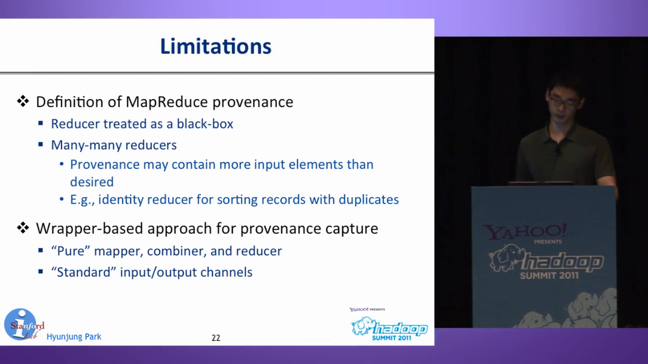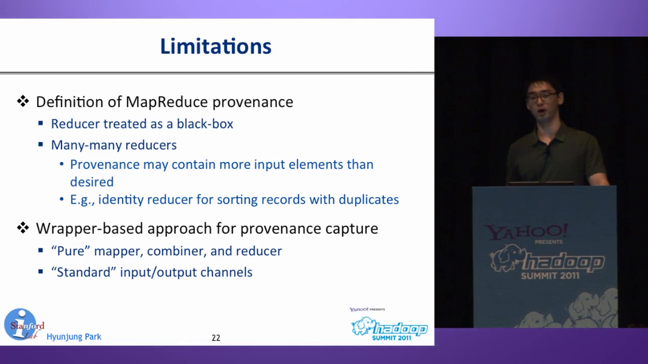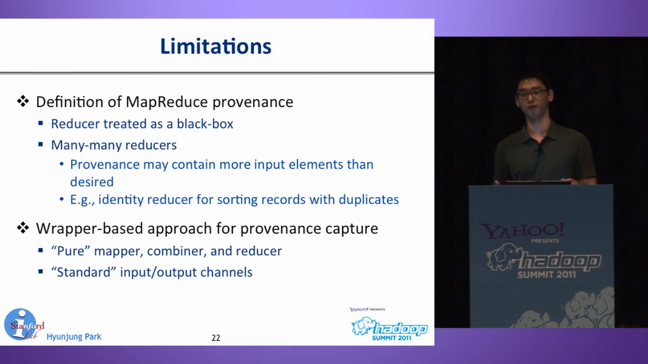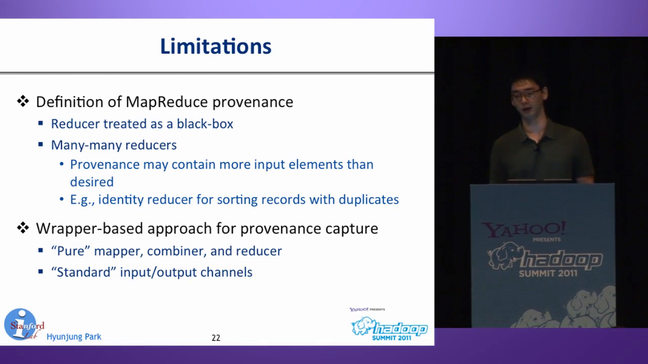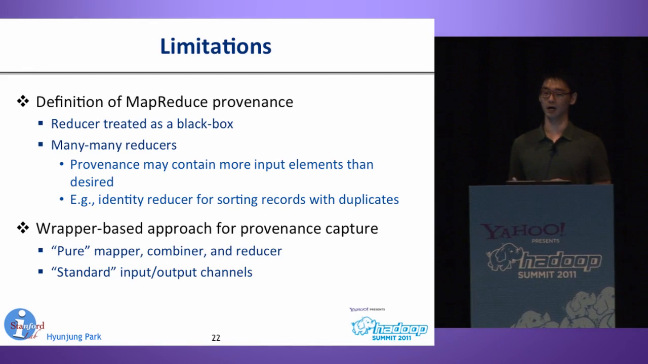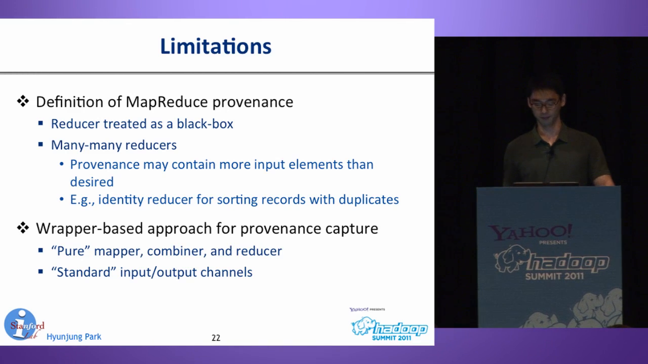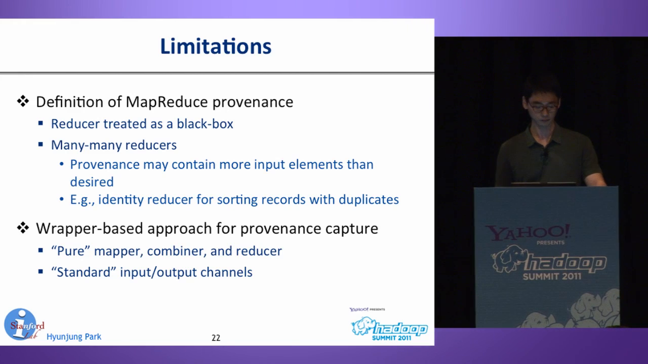Finally, because of a wrapper-based approach, if your MapReduce job does some hacky stuff, for example if your mapper buffers something so that overall this mapper does not apply independently to each input data element, then the captured provenance might not be as meaningful. So that was a limitation.